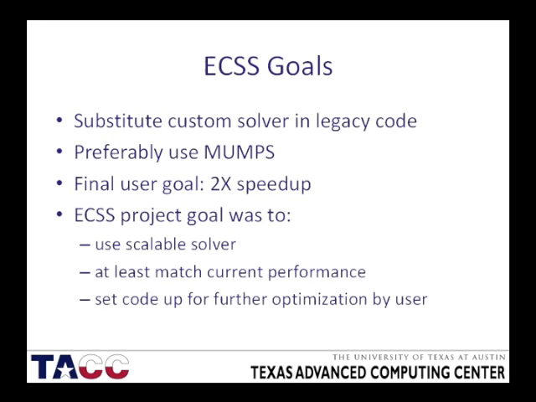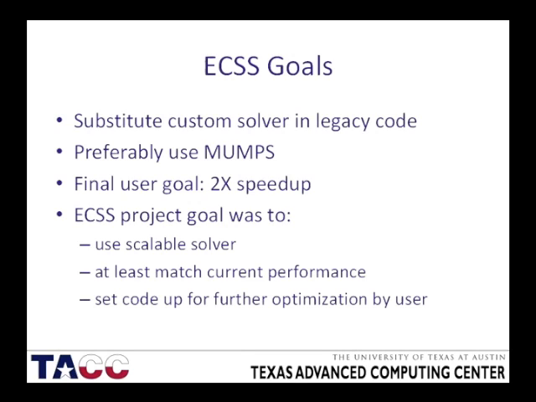Let me go to the next slide. So the goals for ECSS were essentially to substitute the custom solver that they had in their legacy code, which is a mix of Fortran 77, Fortran 90, and some things that I'm not quite sure what they actually are. Preferably, they would prefer to use MUMPS because it has fairly good support for skyline storage, and they're using skyline storage in their code.